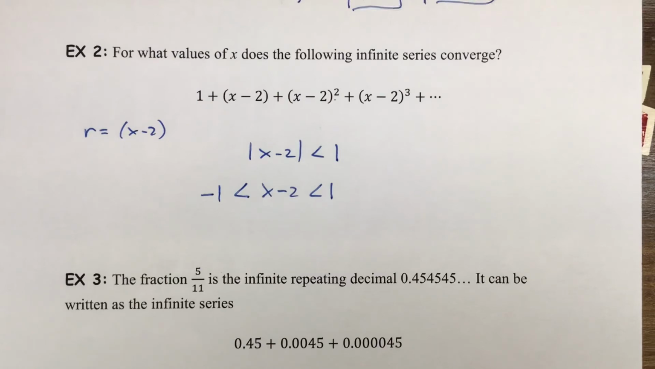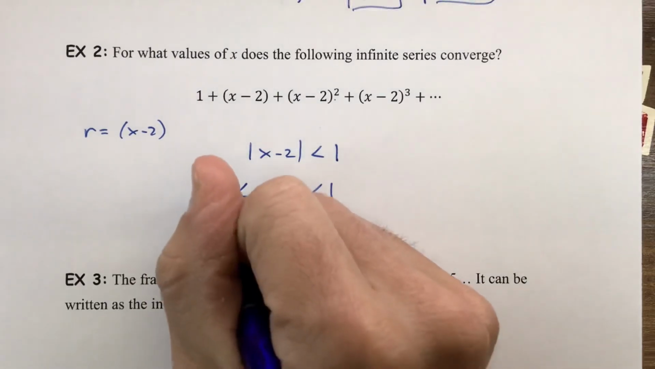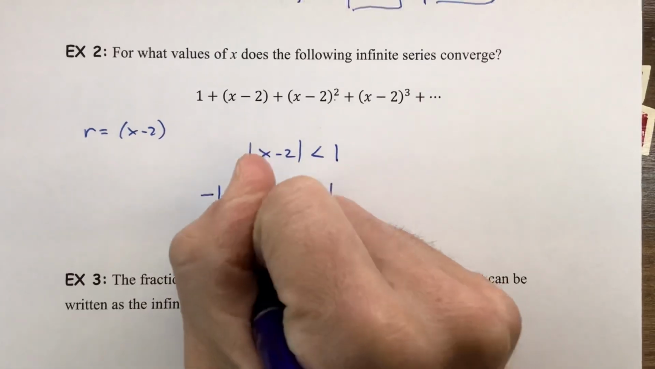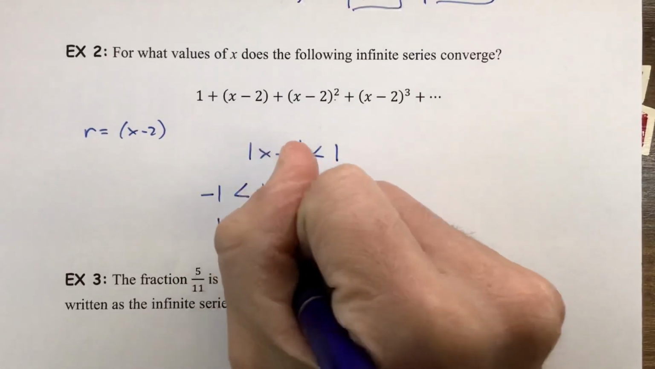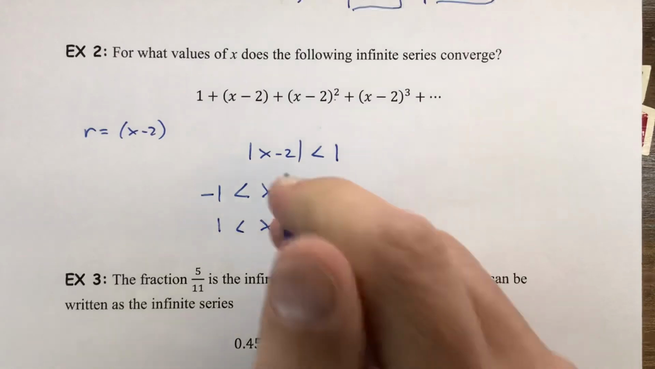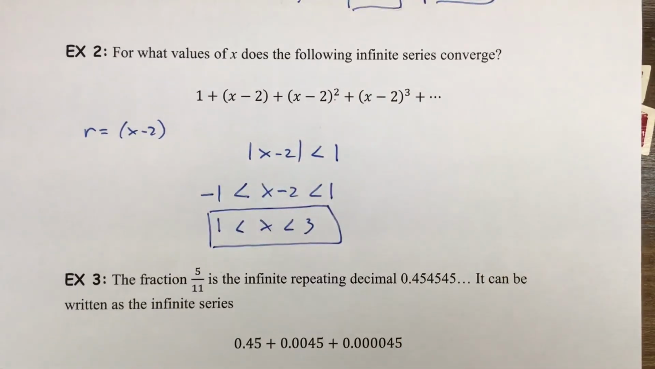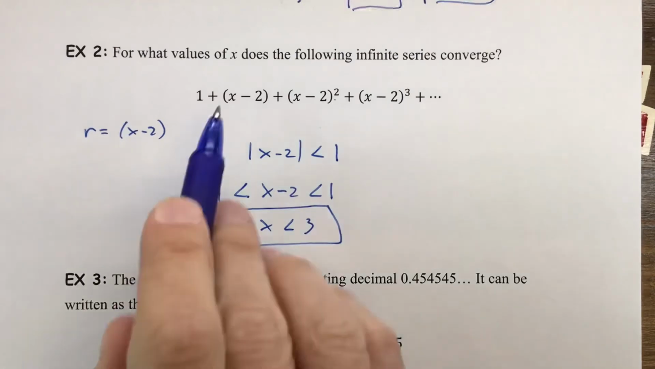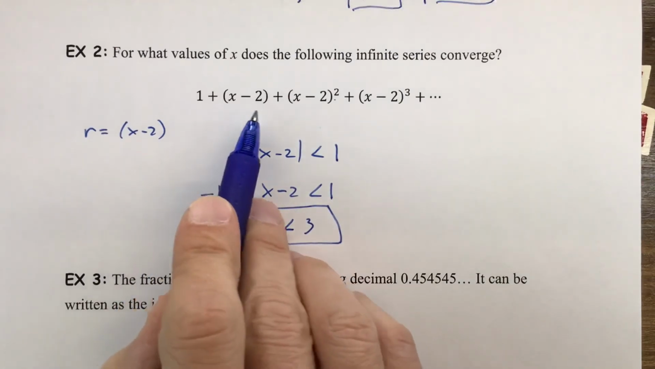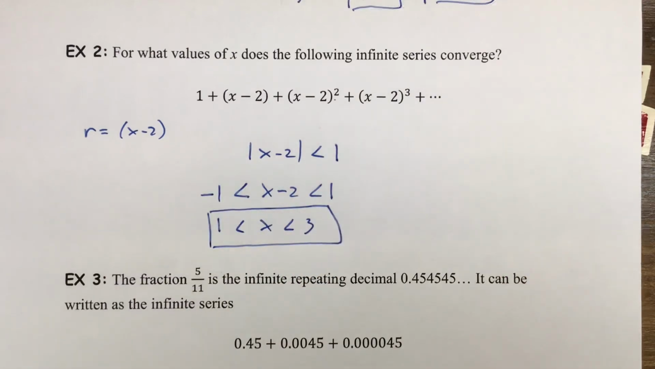And now we can solve for a range of values of x by simply adding 2 to everything. So negative 1 plus 2 will give you 1, and 1 plus 2 will give you 3. Okay, so any value greater than 1 and less than 3 could be plugged in for the x, and this will converge. It will converge to some value.